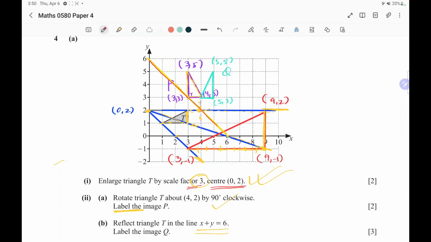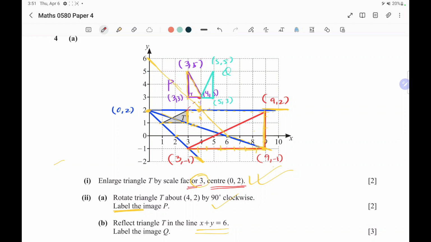This is the line x plus y is equal to 6. And I have to take reflection, right? So this is this point. Just try to take image with respect to this line in 90 degree, okay? So it will come here. Yeah, it will come here.